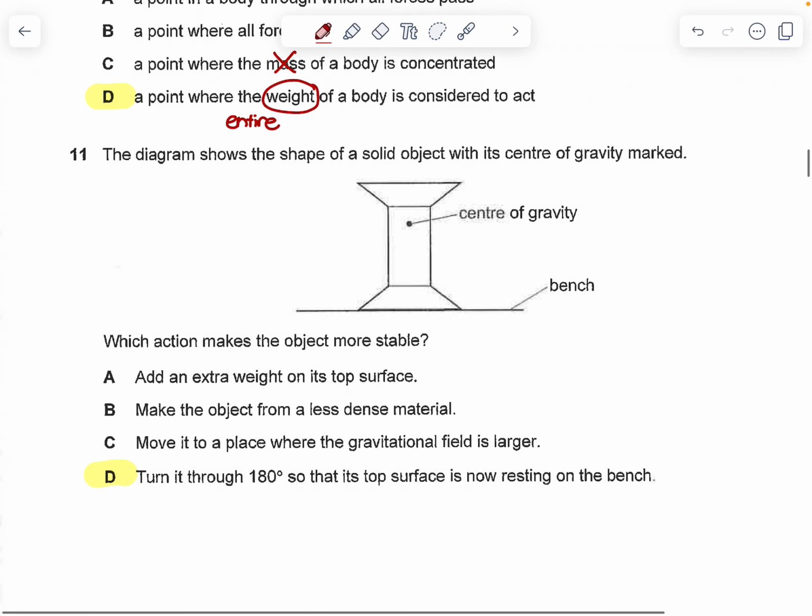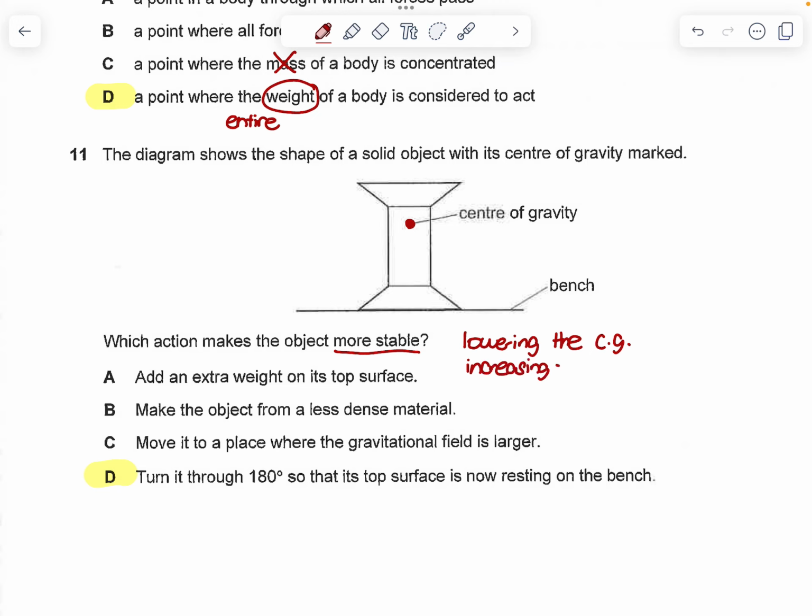Question 11. Another center of gravity question. The CG is here. So how to make it more stable is by lowering the CG or increasing the base area. So in this question, you turn it upside down, your CG goes down.